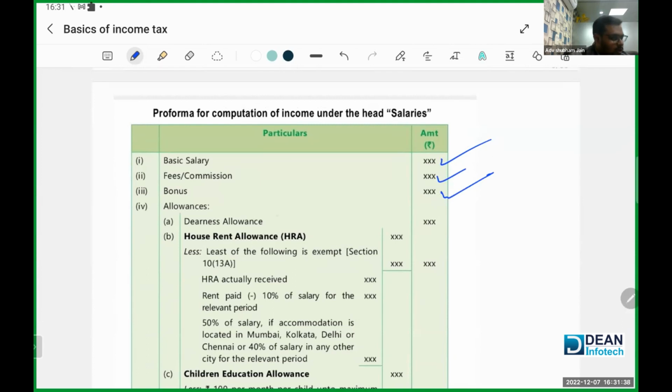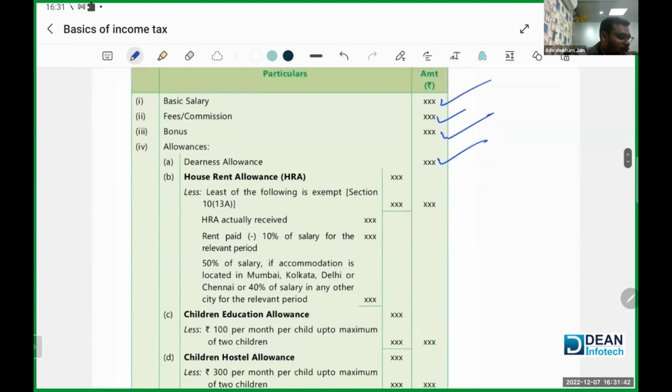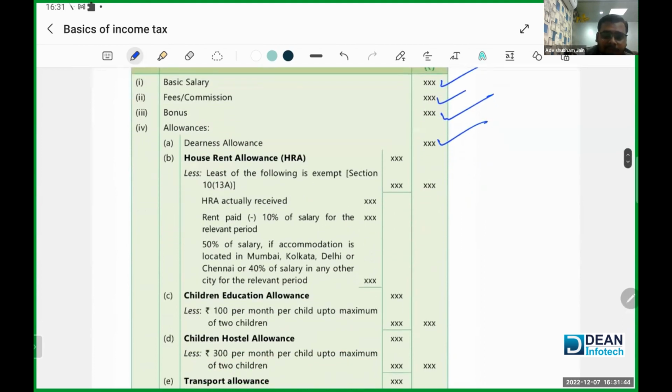First is dearness allowance. Straight away we add the dearness allowance. The second is HRA, house rent allowance. Now many people get confused in this particular allowance, HRA. HRA received is not exempt fully. We cannot exempt the full amount of HRA until and unless we justify the calculation that is being given on your screen. Now look at the calculation.